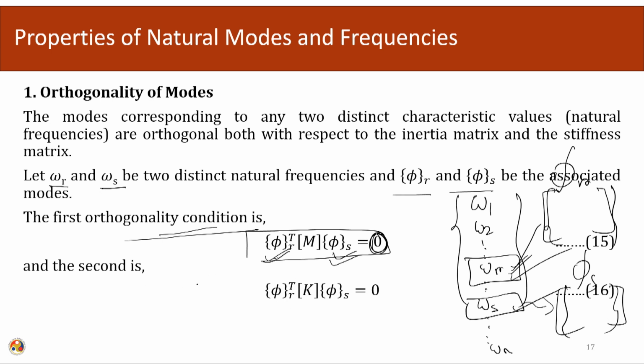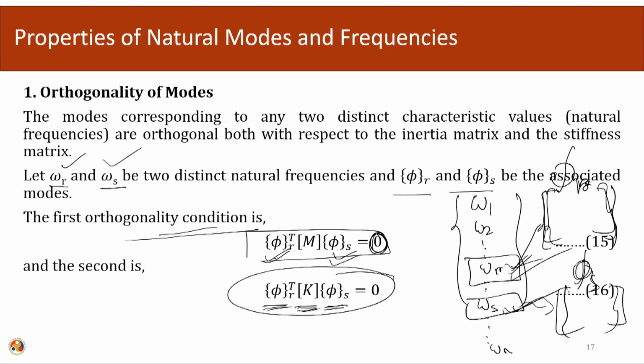And if we multiply the mode shape with the stiffness matrix, and if the mode shapes correspond to two distinct natural frequencies, then this product is also going to be 0. So, what we did was we took any two frequencies, omega r and omega s. They are different frequencies, they are not the same, and corresponding to omega r there will be a shape function phi r, and corresponding to omega s there will be a shape function phi s.